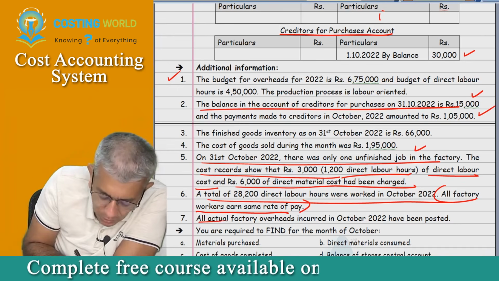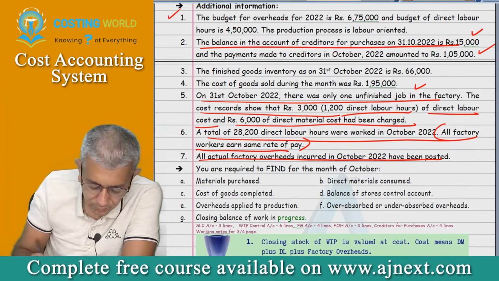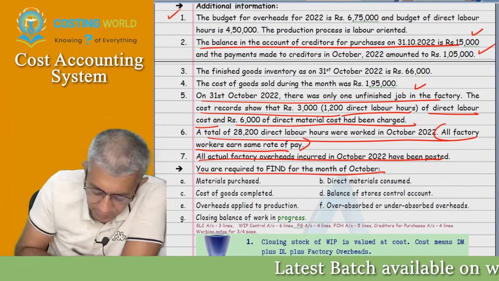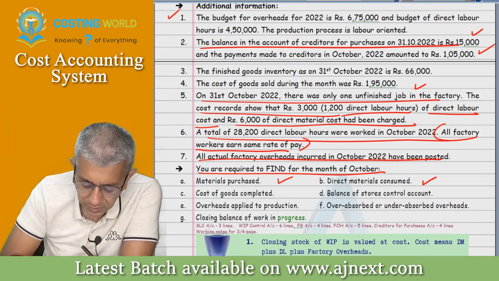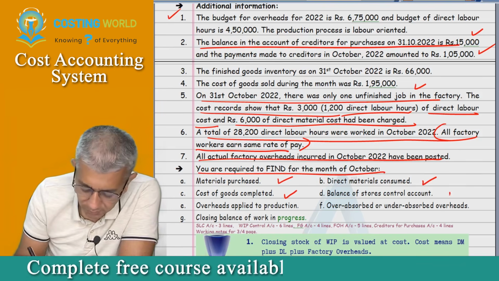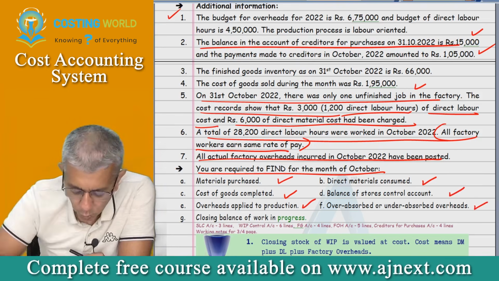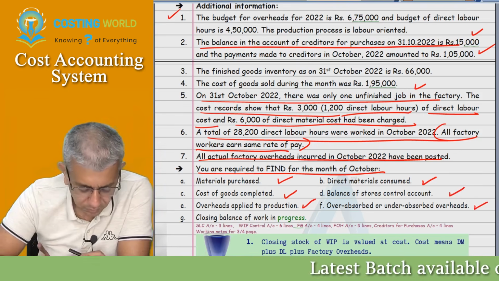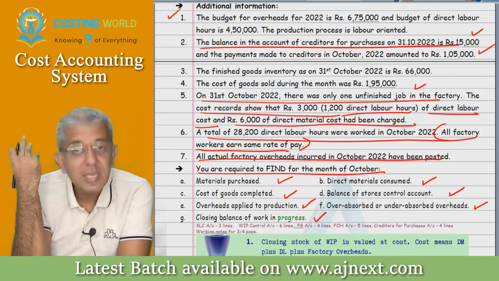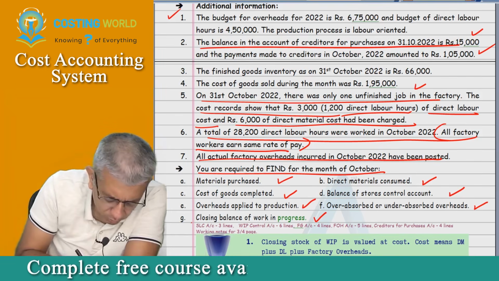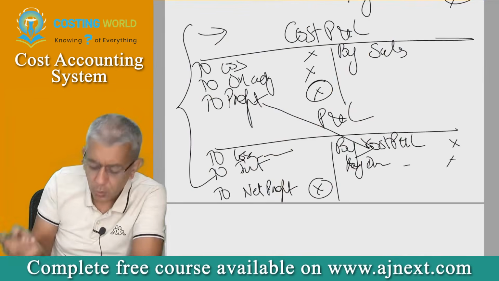Further, all actual factory overheads incurred in October 2022 have been posted. You are required to find for the month of October: A, materials purchased; B, direct material consumed; C, cost of goods completed; D, balance of SLC; E, overheads applied to production; F, overheads under or over absorbed; then closing balance in WIP. Now in the exam, I think I did not tell you to leave space for that. But listen, you have left working note 3/4 of the page, no? You all come over there.